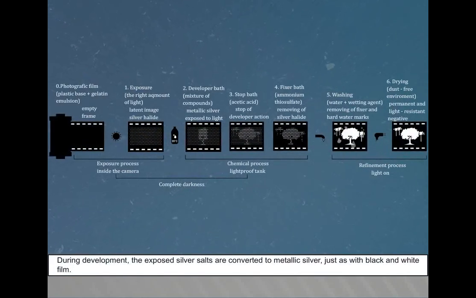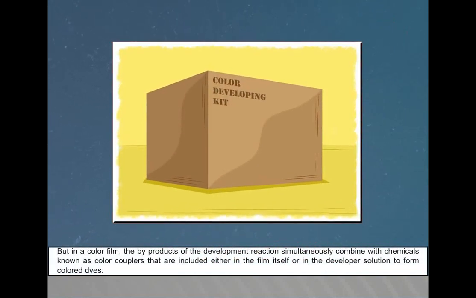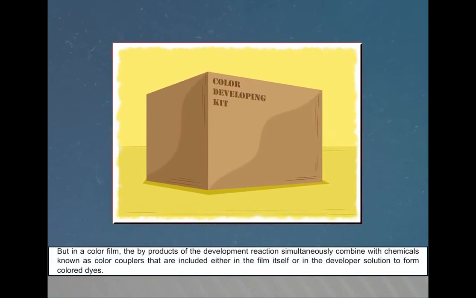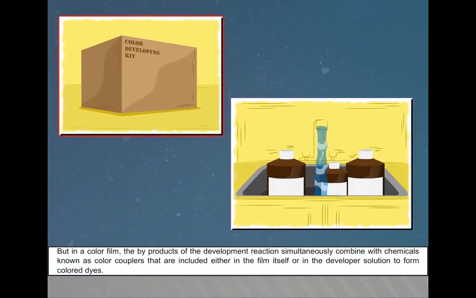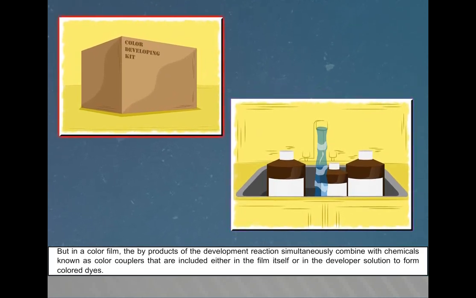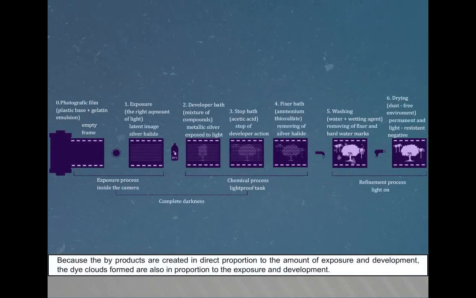During development, the exposed silver salts are converted to metallic silver, just as with black and white film. But in a color film, the byproducts of the development reaction simultaneously combine with chemicals known as color couplers that are included either in the film itself or in the developer solution to form colored dyes. Because the byproducts are created in direct proportion to the amount of exposure and development, the dye clouds formed are also in proportion to the exposure and development.